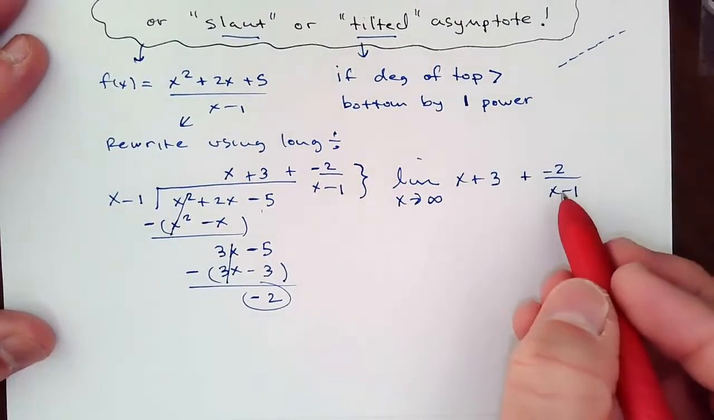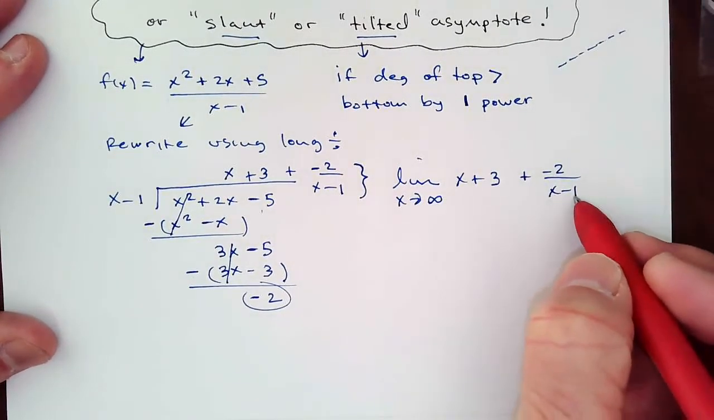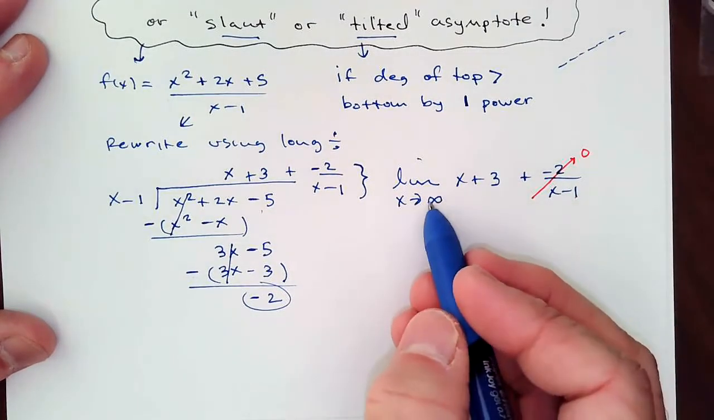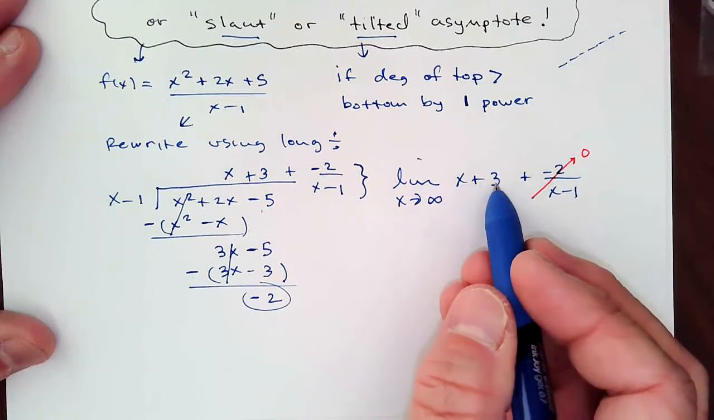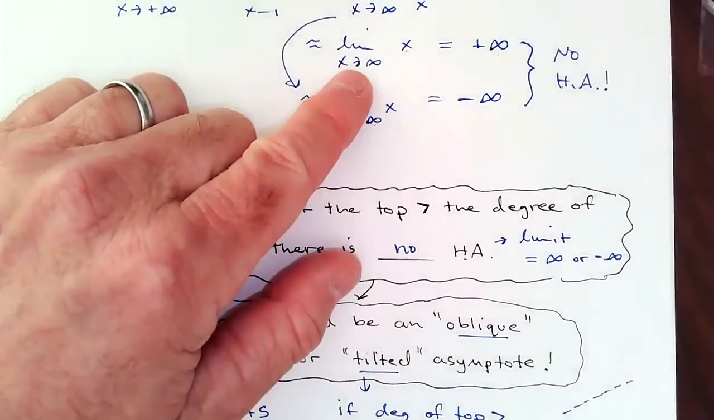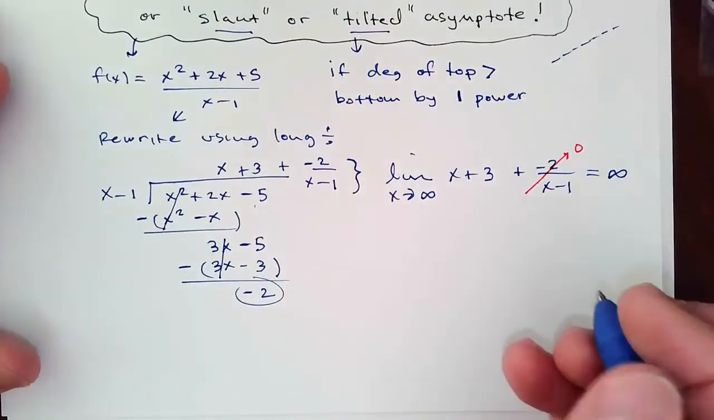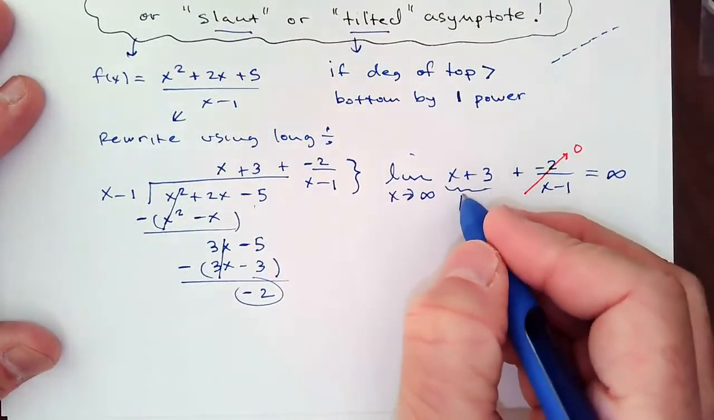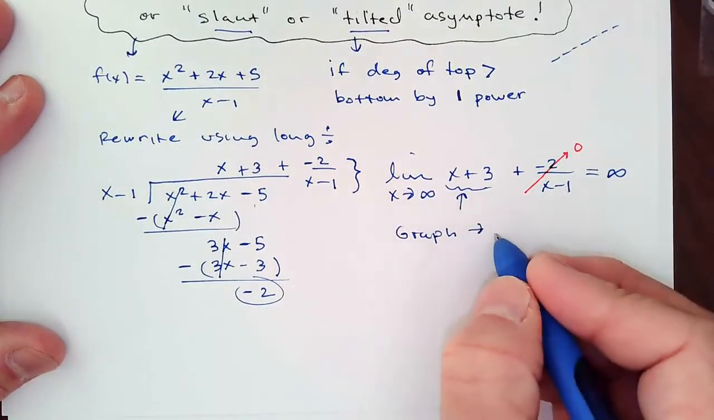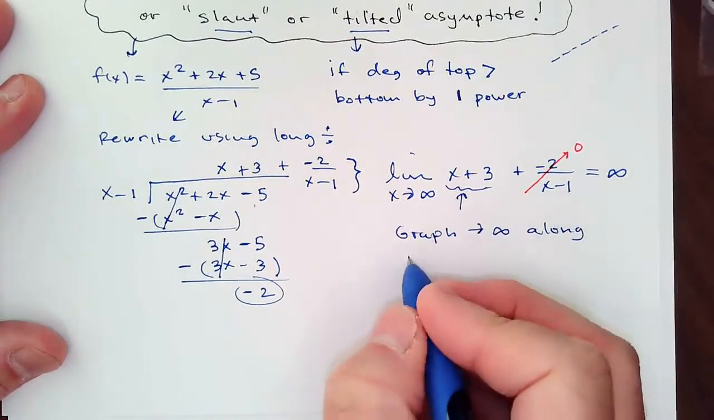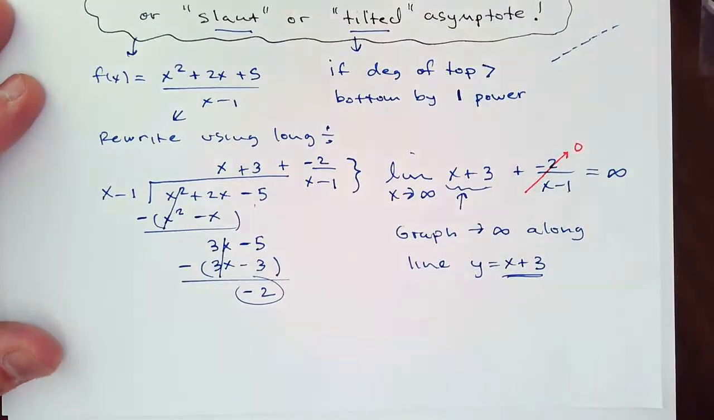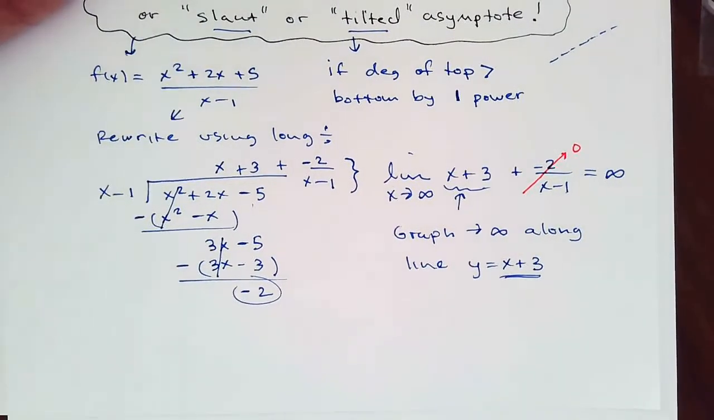What happens if x goes to infinity? 2 over infinity minus 1 is going to get really, really small, so that's going to approach 0. And if x goes to positive infinity, infinity plus 3 gives me infinity. Not surprisingly, because that's the limit we got when we did the limit with the original function, so it shouldn't be anything different. But what this tells us is our graph approaches infinity along the line y equals x plus 3. That's our slant or oblique or tilted asymptote.